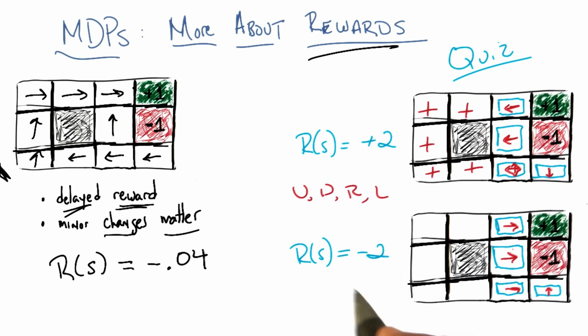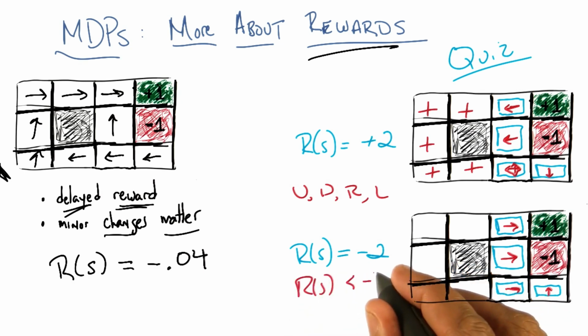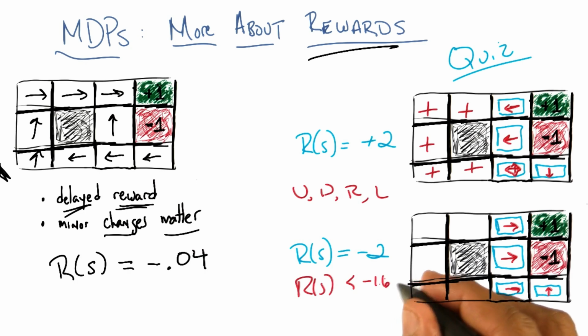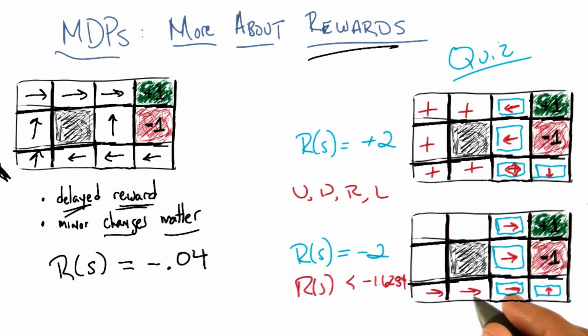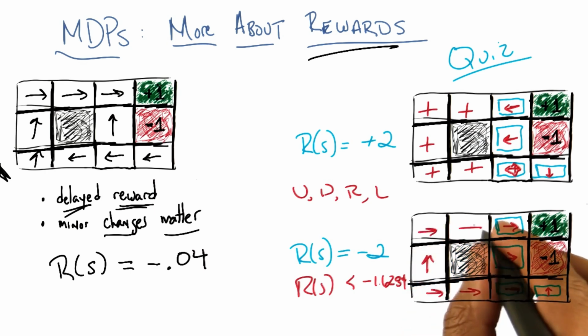If it helps, though, I will tell you that for any value where the reward is less than -1.6284, this is the right thing to do. Okay, just so you know. All right, so you're saying you actually do know that this is the optimal, the thing that we have written? Yes, I know that this is the optimal. All right, let me just draw out the rest of it for you.